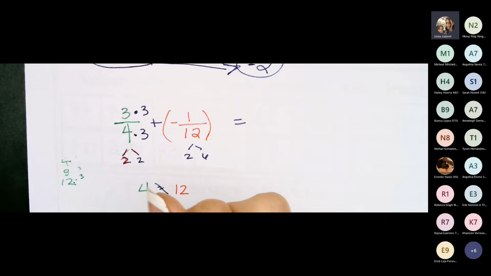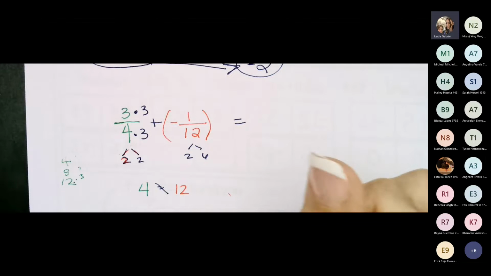So 3 times 3 is equal to 9. 4 times 3 is equal to 12. I need to add -1/4.